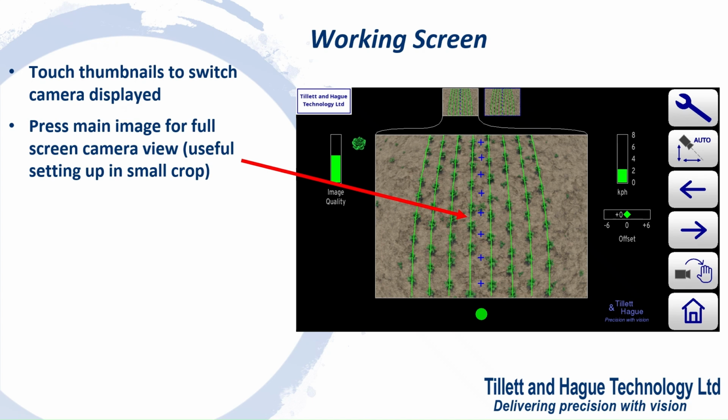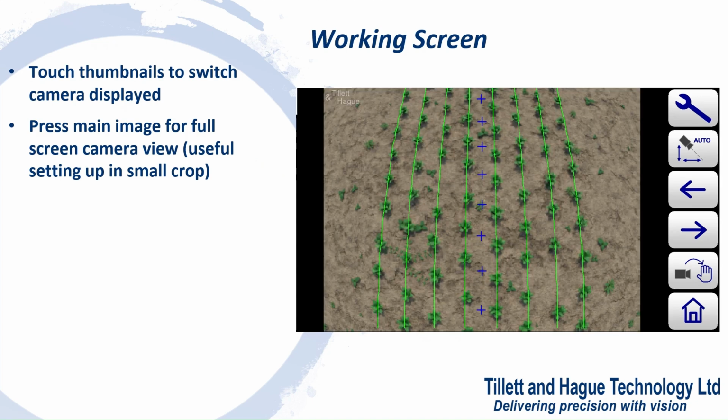Briefly touching on a thumbnail selects that image for the main display. Briefly touching on the main video image switches to a full screen video mode. Guidance continues in this mode, but the information symbols, speed, position indicator, etc. are obscured. Touching again reverts to a normal image size.